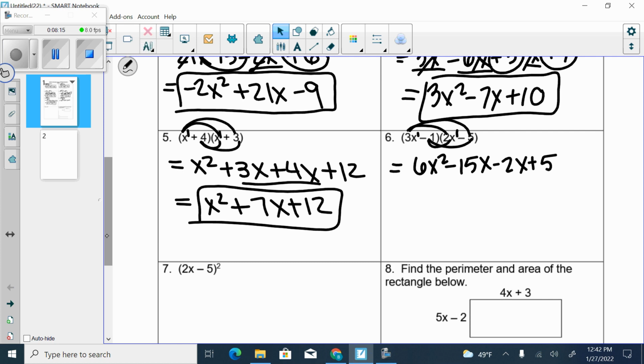And then we just go back and combine any like terms. So we end up with some like terms there in the middle. So we would have 6x squared. Then what? Very good.